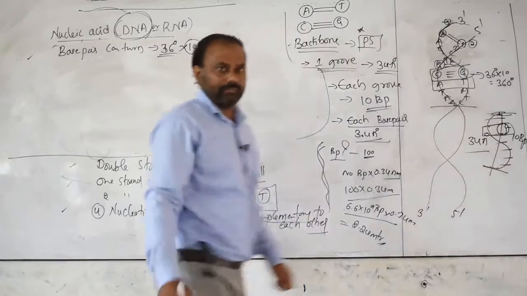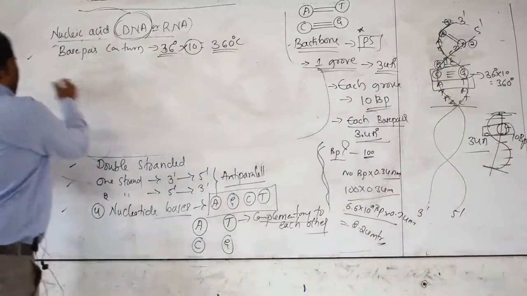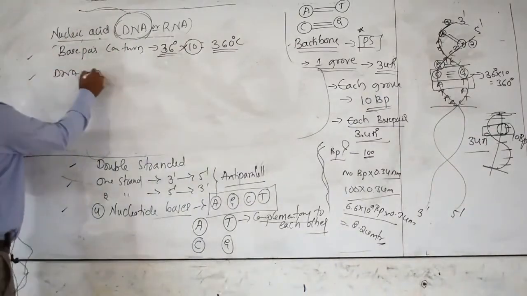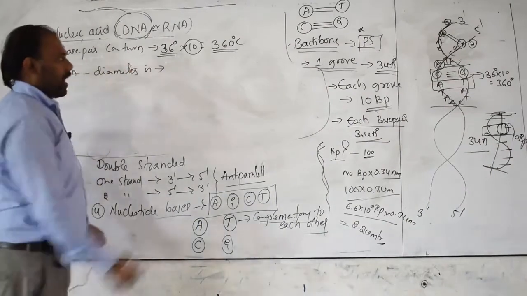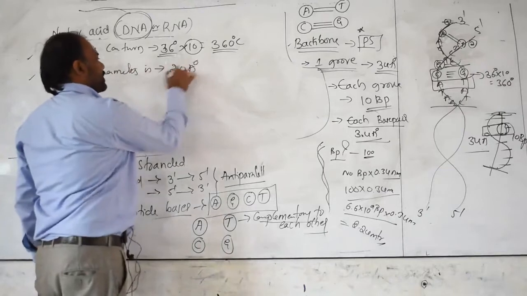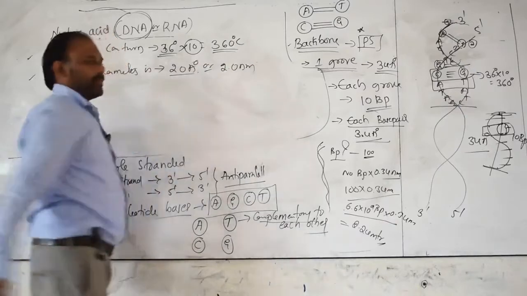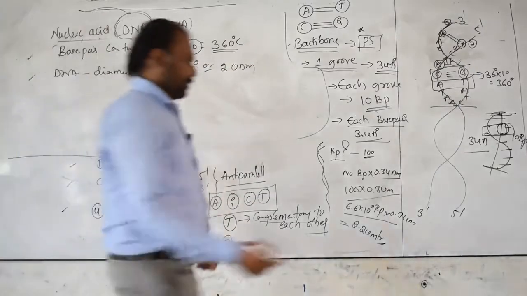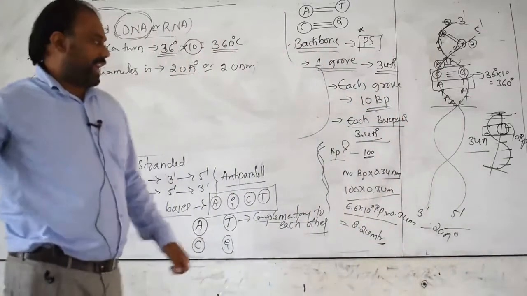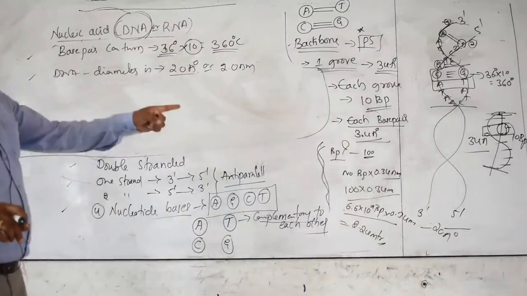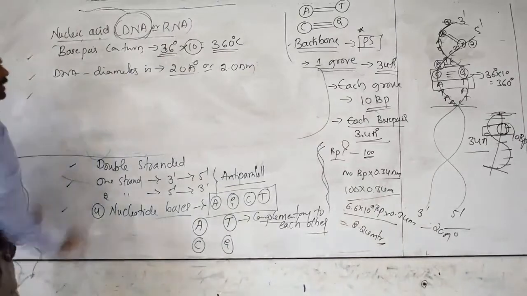Do you remember this point? Yes, this is one thing. And when you take DNA, their diameter is almost 20 angstrom, or 2.0 nanometer, both are one and the same. This is the diameter of the DNA. So this is also one of the important points to consider.